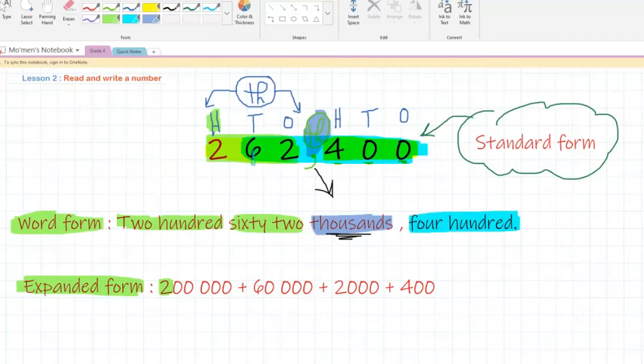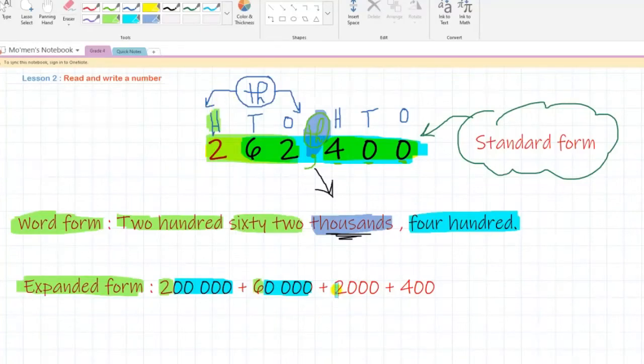We have here 1, 2, 3, 4, 5. So replace it with zeros. The next one, we have 6. And the same thing, 6. How many digits to the right of 6? As we learned before in the first lesson, we have 1, 2, 3, 4. So we're going to replace it with 4 zeros.